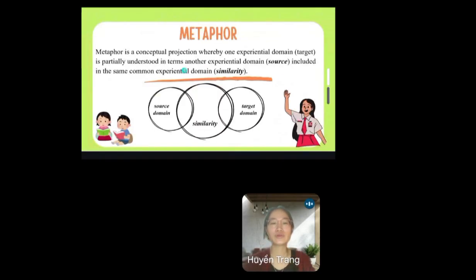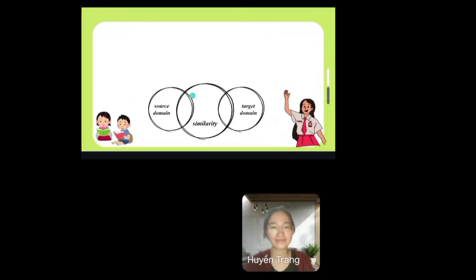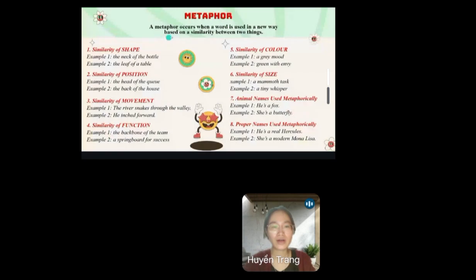Next, we move to metaphor. Metaphor is a conceptual projection whereby one experiential domain is partially understood in terms of another experiential domain included in the same common experiential domain. A metaphor occurs when a word is used in a new way based on a similarity between two things.